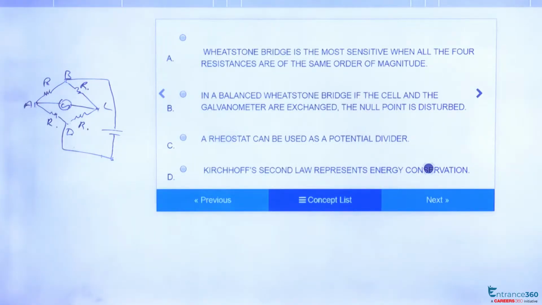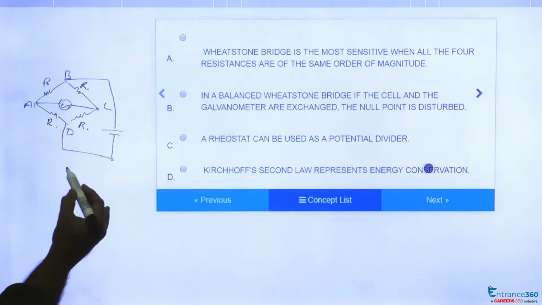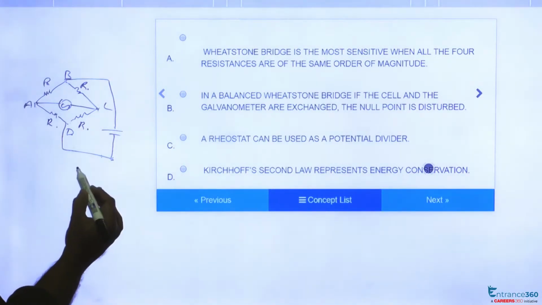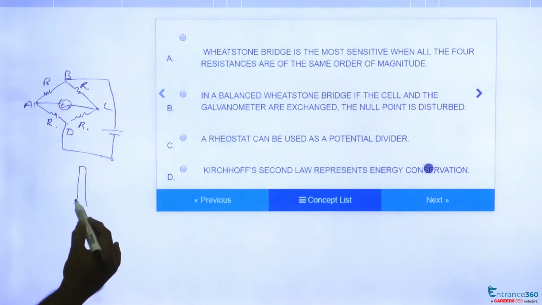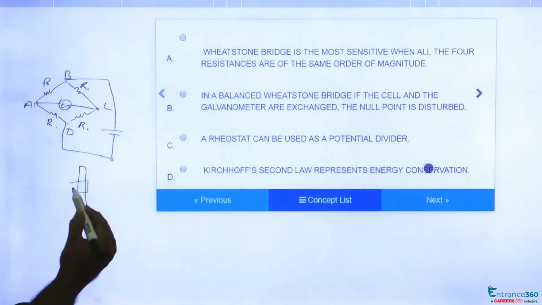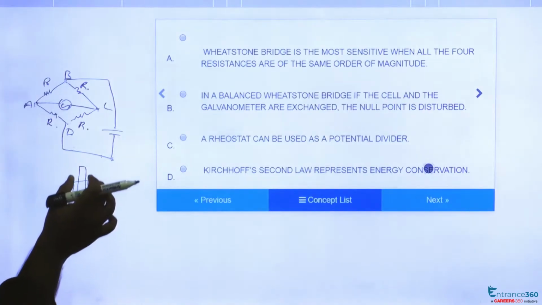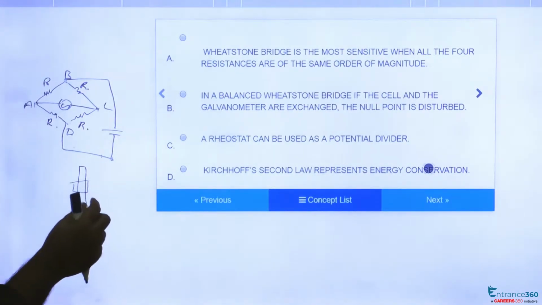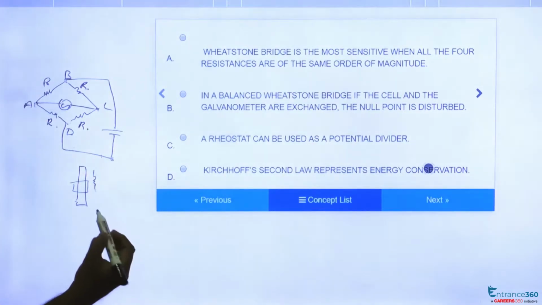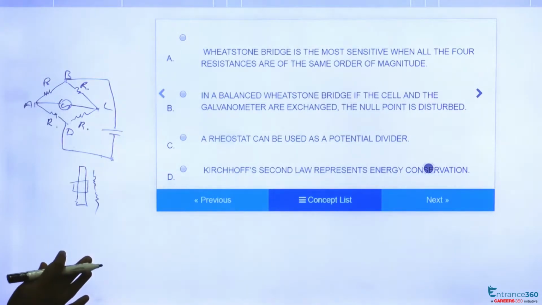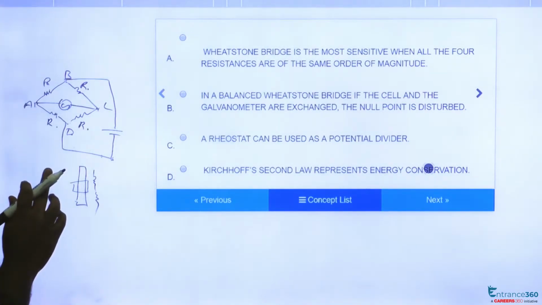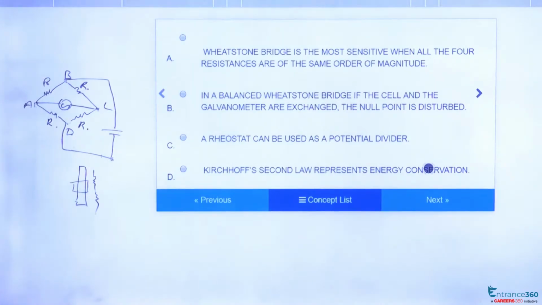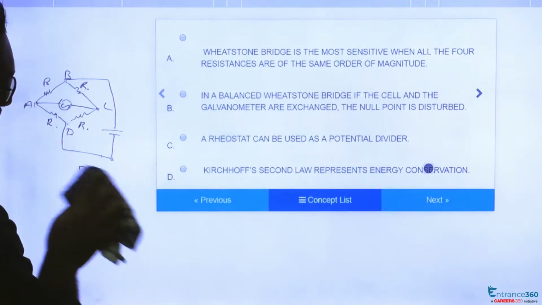A rheostat can be used as a potential divider. A rheostat is a variable resistance. Actually it looks somewhat like this. A moving arm will be there. If we move this, we can change the value of resistance. Suppose it is at a position, this part will have one resistance and this part will have another resistance. If we apply a voltage across it, it will get divided. So we can use a rheostat as a voltage divider.